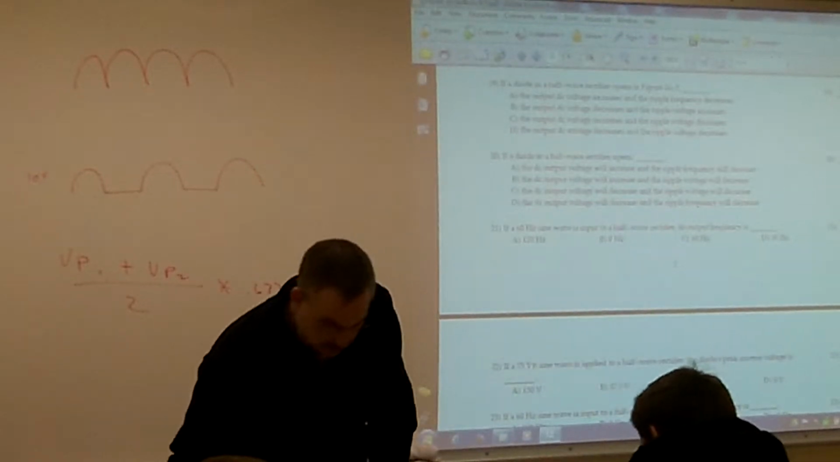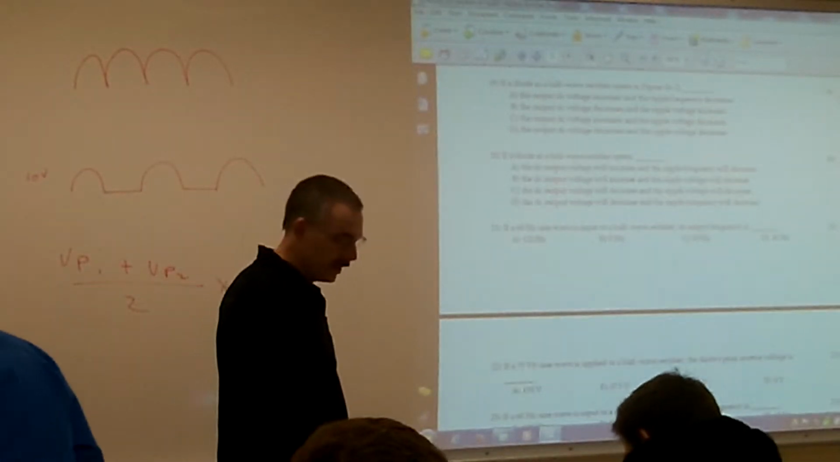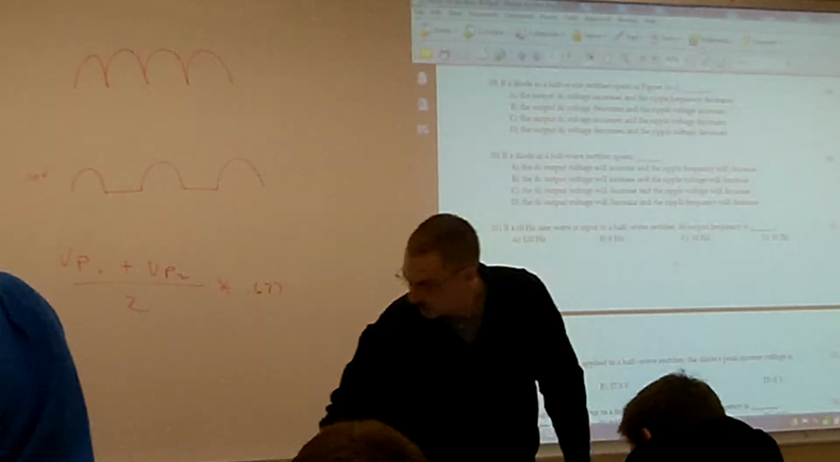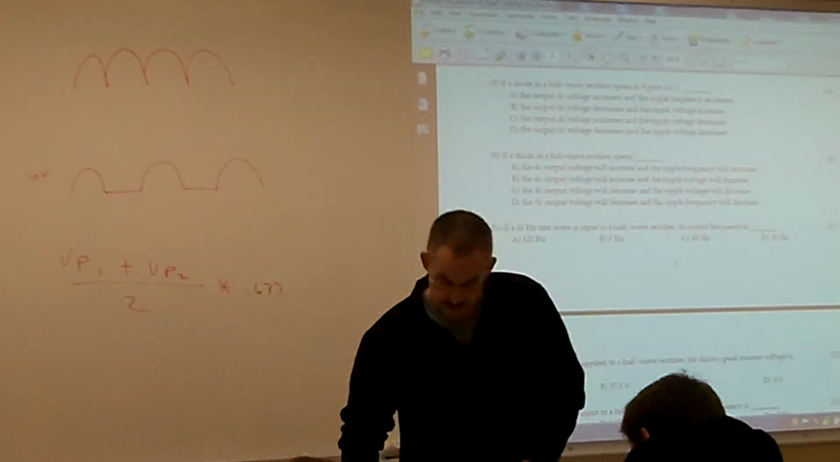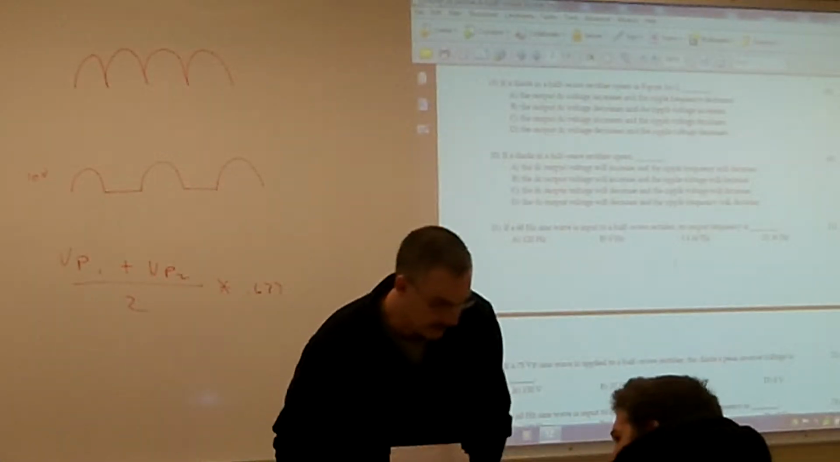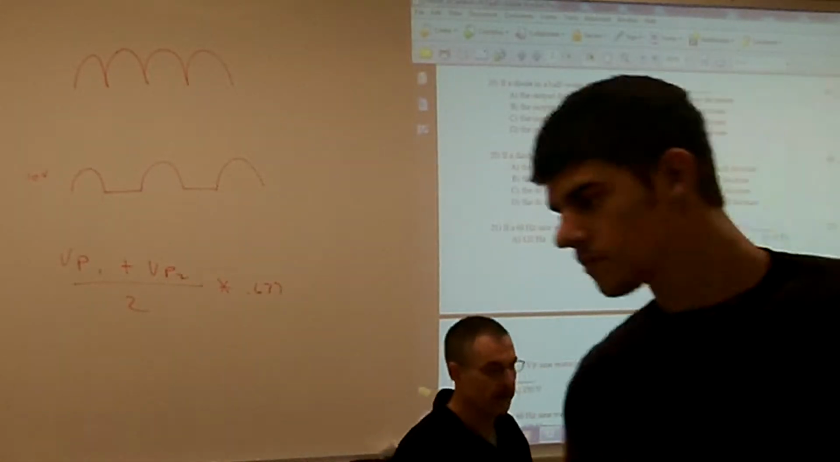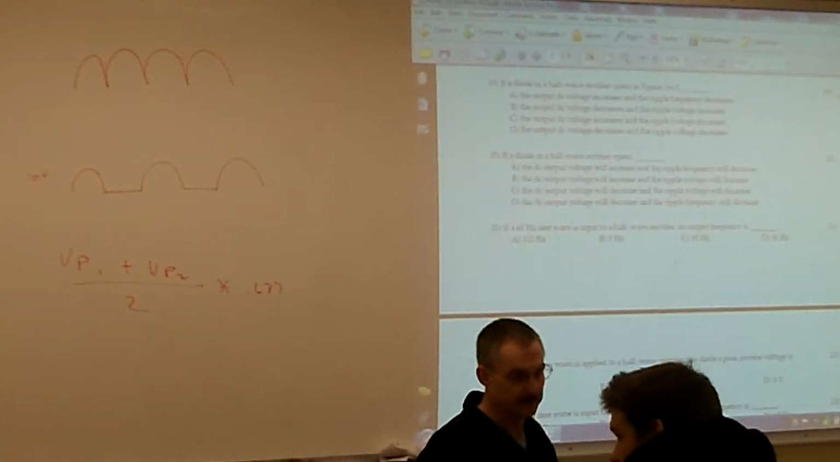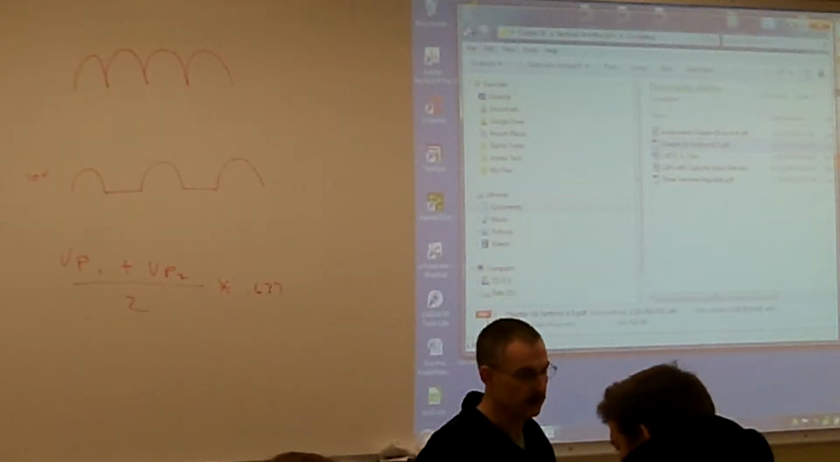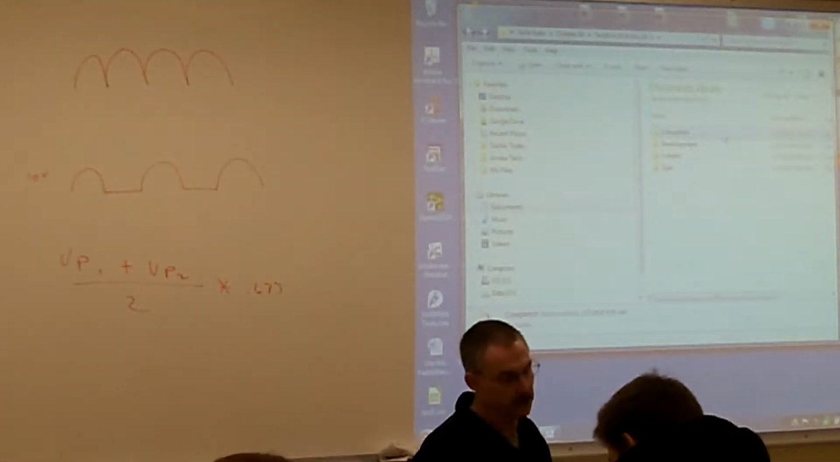So a Zener is just another diode. The only difference is that it actually operates in the reverse breakdown as well as forward biasing. So when it's in forward biasing, it's going to act like a normal diode, and it's going to drop its 0.7.